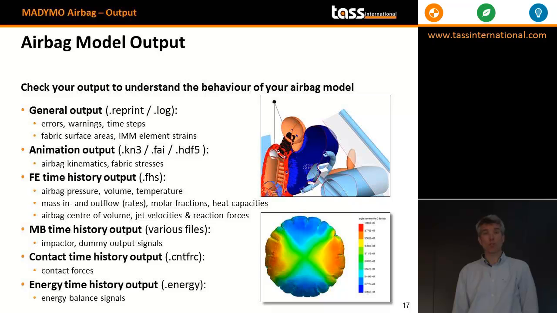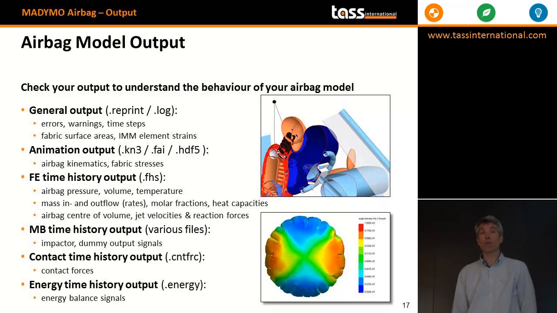Let's move on to the last slide. It's about output. Basically airbag output, but also more general output. The reprint file and the log file contain errors, warnings, and information about time step. Time step because of subcycling. Errors if you have modeled something wrong.